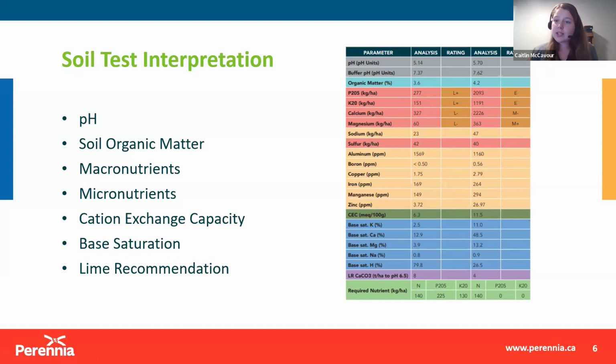So on the soil test, it has your pH, your soil organic matter, macronutrients in red or secondary nutrients, your micronutrients here in yellow, your cation exchange capacity, base saturation, and lime recommendations. I'm going to go through each one of these quickly and discuss what it is and why they're important.